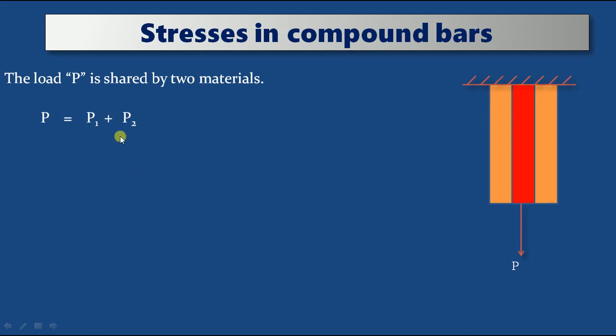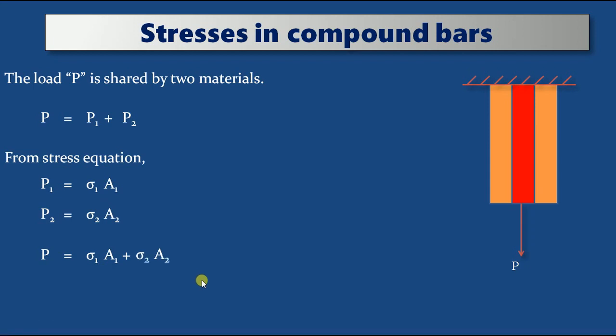Again, P1 and P2 we can write from the known stress equation. We already know stress is equal to load by area, so load is equal to stress into area. So P1 is equal to sigma 1 into A1, that means the stress induced in the first part and the area of the first part. Similarly, P2 is equal to sigma 2 into A2, the stress induced in the second part and the area of the second part. Finally, the load acting on the bar is P equal to sigma 1 A1 plus sigma 2 A2. This is the helpful equation related to compound bars.